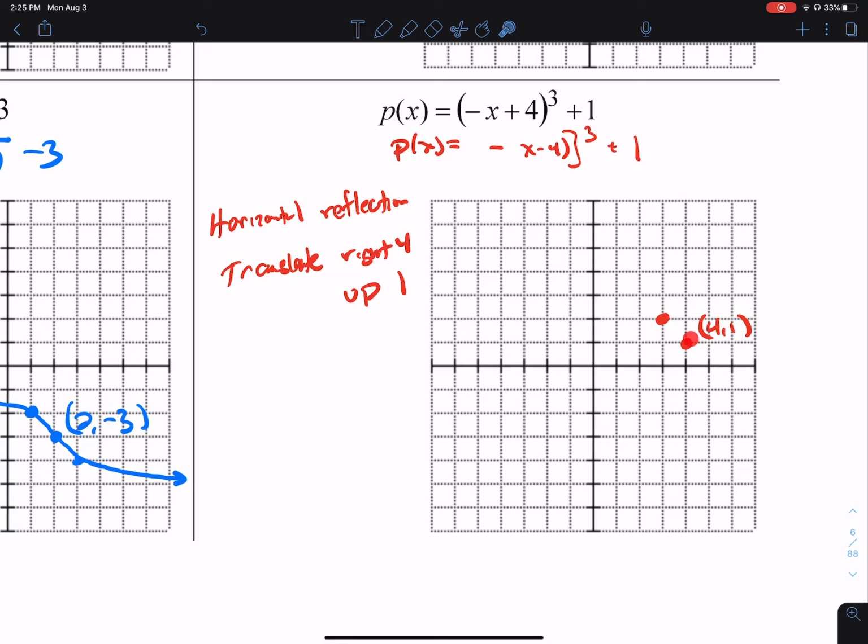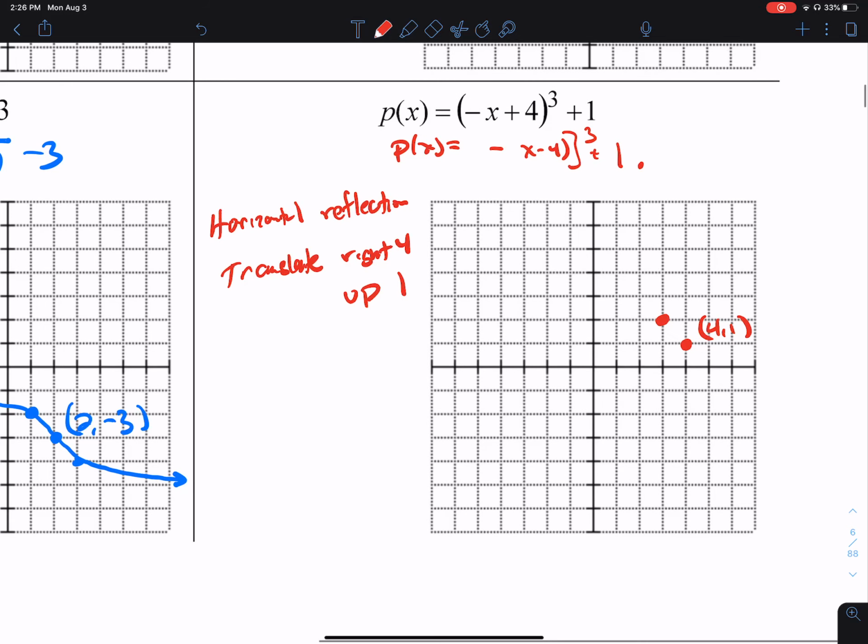Instead of going right 2 and up 8, we go left 2 and up 8. 1, 2, 3, 4, 5, 6, 7. That puts my 8 pretty high up here. This is basically half. Then we're going to go right 1, down 1. 1 cubed is 1. Right 2, down 8. 1, 2, 3, 4, 5, 6, 7, 8.